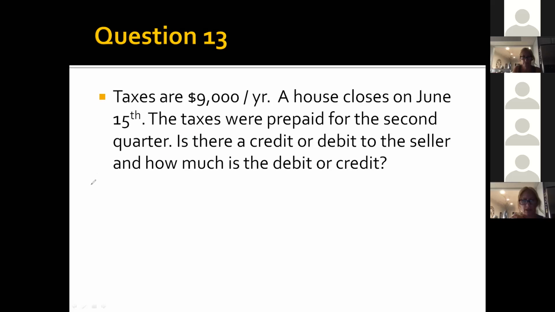So again, I had to go over that on the phone with her, and she wants to go over it again Monday in person so I can do the math, but this stuff is important. So taxes are $9,000 a year. House closes on June 15th. Now this is the trick they use, because June 15th is not half a year. June 15th is 5 months plus half a month for June. So June 15th is not half a year.